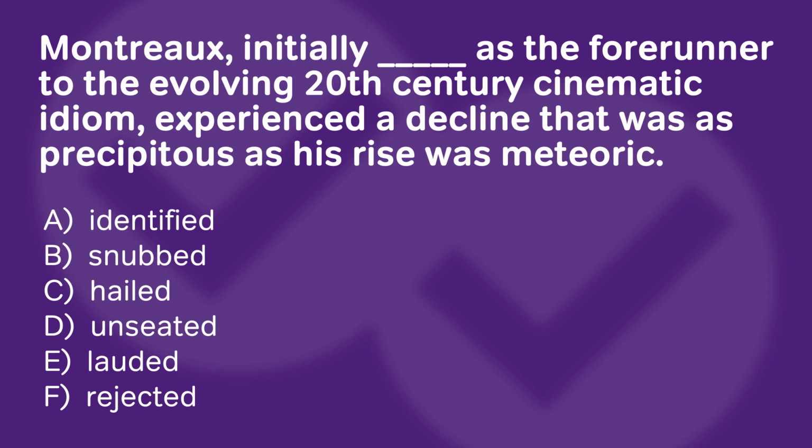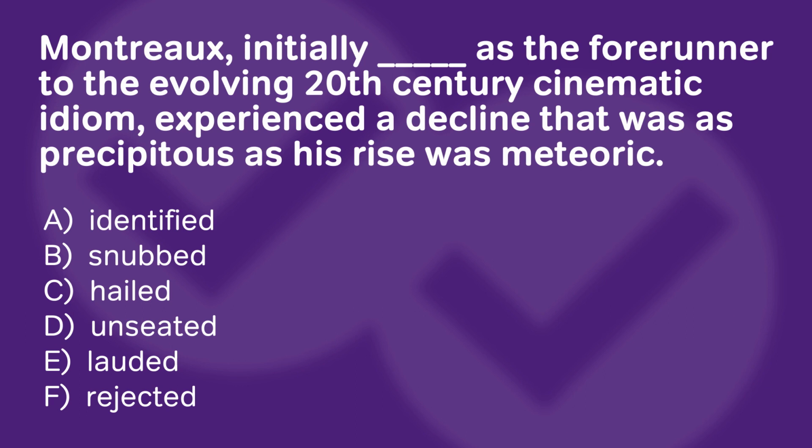Okay, notice this question. I don't want to read this question. We can read it in a second. I instead want to focus on the answer choice traps. Because it is sentence equivalence, we know that the correct answers, because there's two, have to be very similar words. So let's look through this batch. We have identified, snubbed, hailed, unseated, lauded, and rejected. Now, at home, or pausing your video, see if you can figure out which words are pairs.